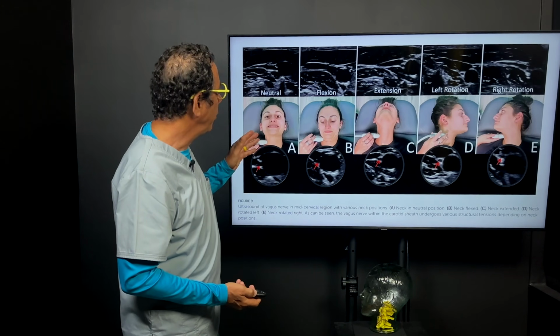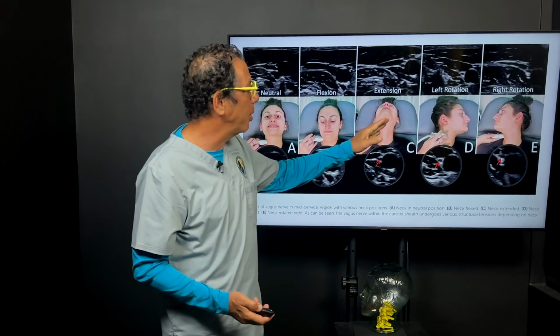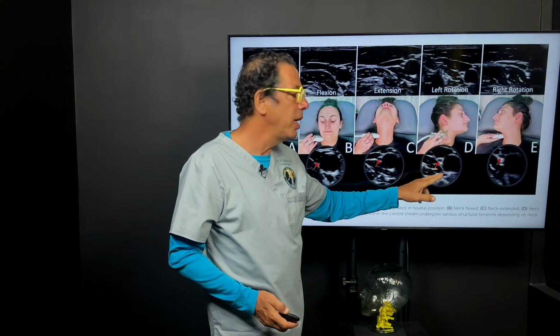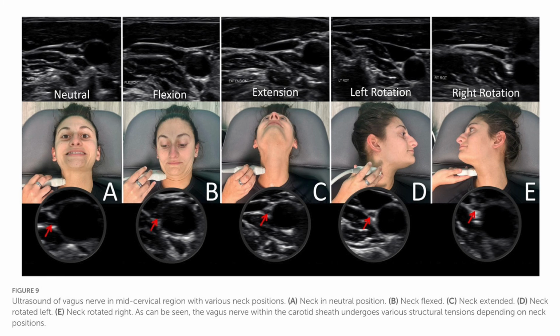And then you can basically have a person and you can put them in different positions to see if the vagus nerve or the jugular vein is under tension. In certain positions it's really open, and in other positions it's not as open.